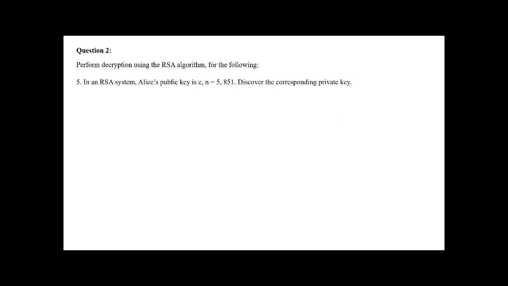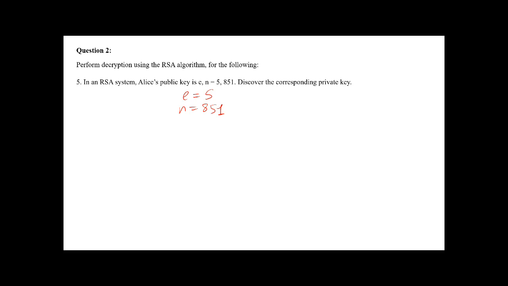So we want to perform decryption using RSA algorithm. The question says, in an RSA system, Alice's public key E is equal to 5 and N is equal to 851, and discover their corresponding private key. So remember here, just as one of the previous questions, we have E equal to 5 and N equal to 851. The problem here is we only have N as a given, we don't have P and Q, so we are not able to get our Euler's quotient. So what we do here, we get P and Q by trial and error.